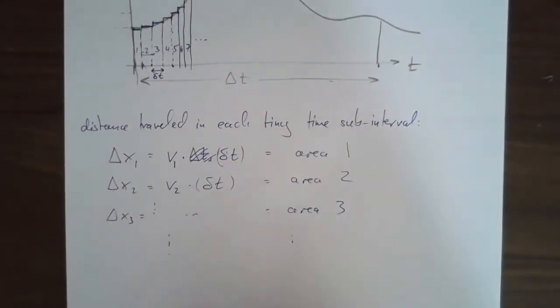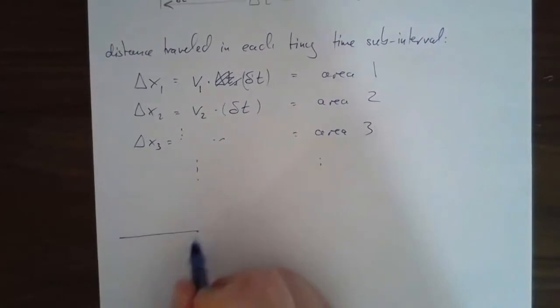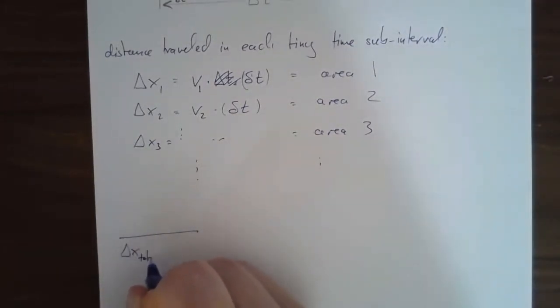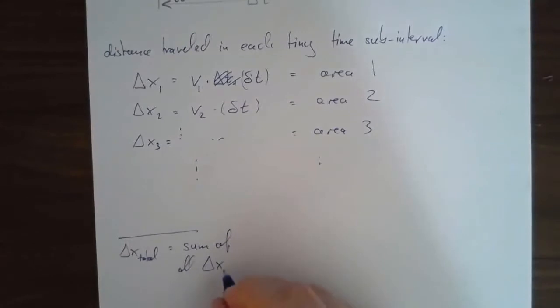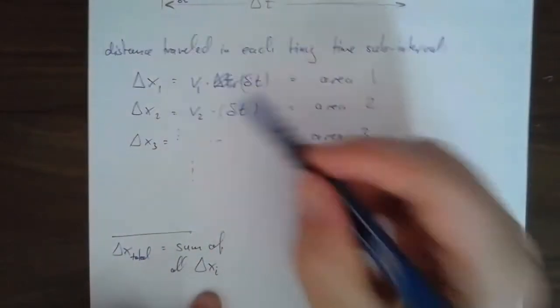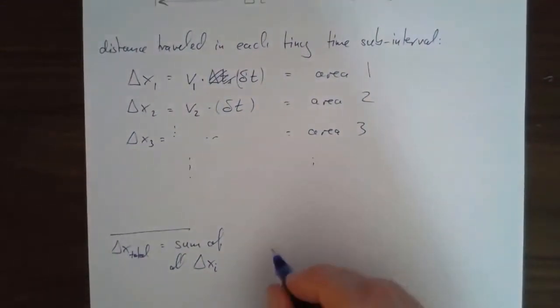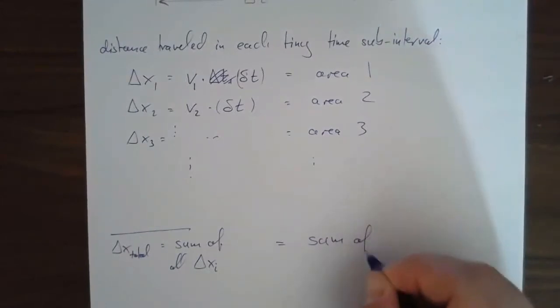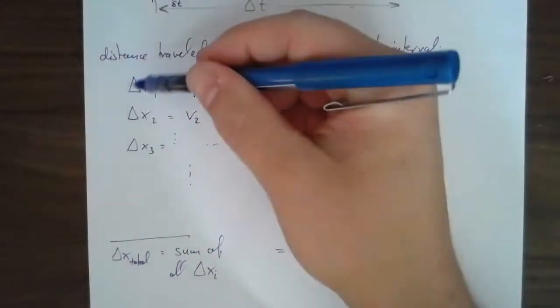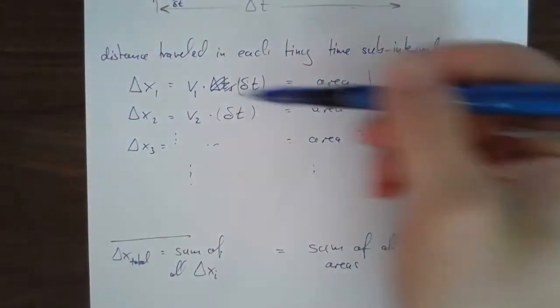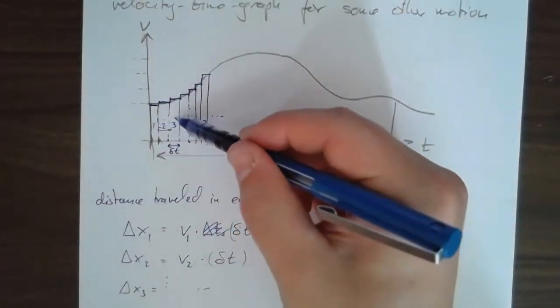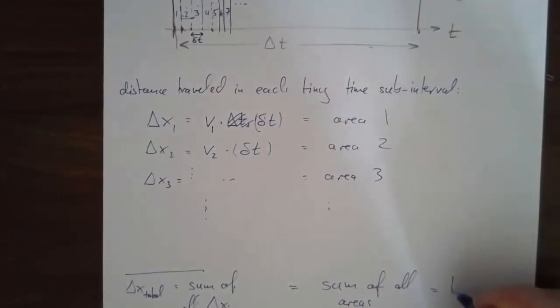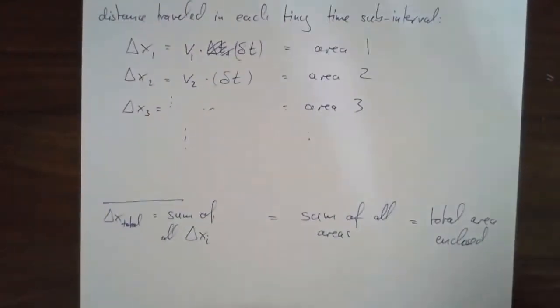So we keep going and keep going, and then when we sum those up, that's the sum of all the delta x. I'm just going to put a little i in here, meaning all the little 1, 2, 3 i's of all the numbers. That's just the sum of all the areas. This plus this plus this is equal to this plus this plus this, because each one is equal to its partner over here. But the sum of this area plus this area plus this area plus this area, well, that's just the total area enclosed. That was the claim that we were trying to prove.